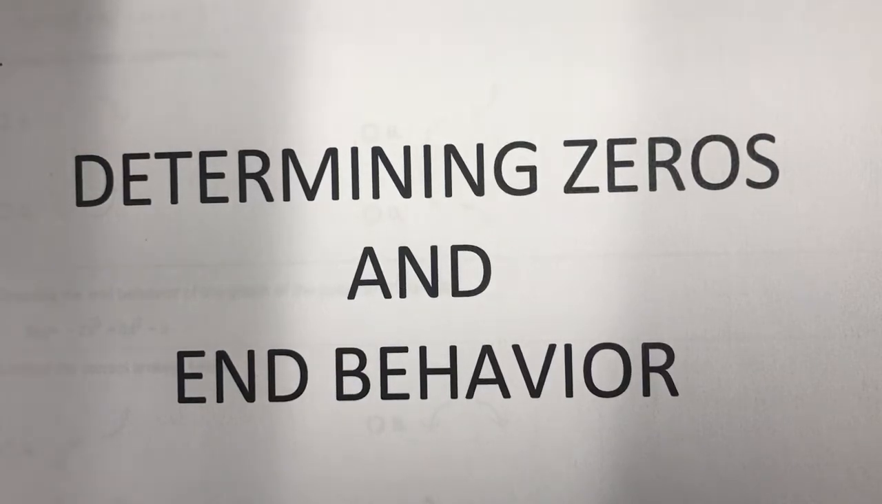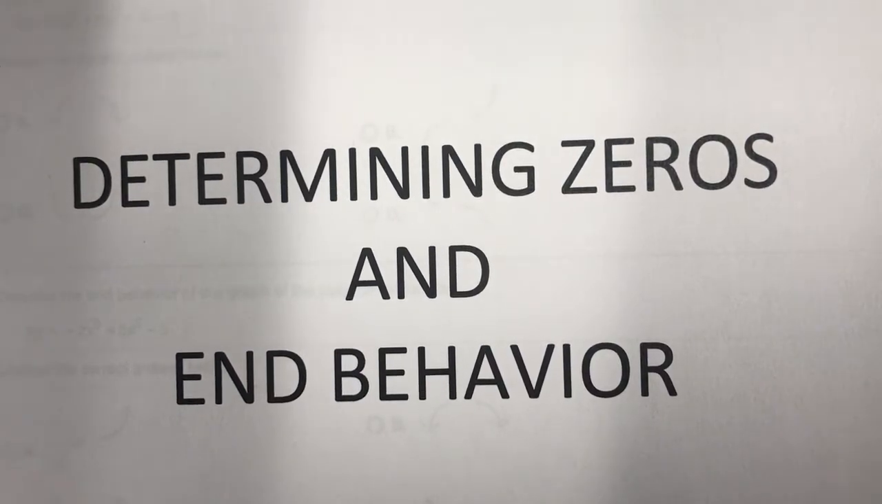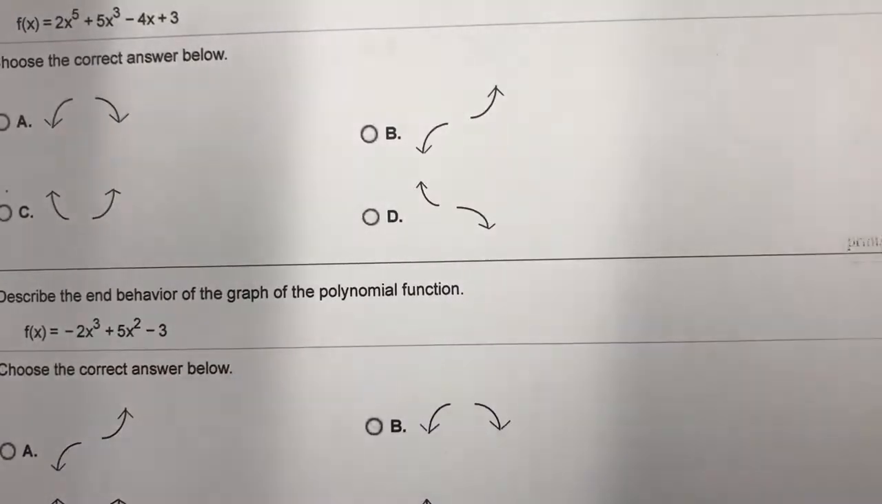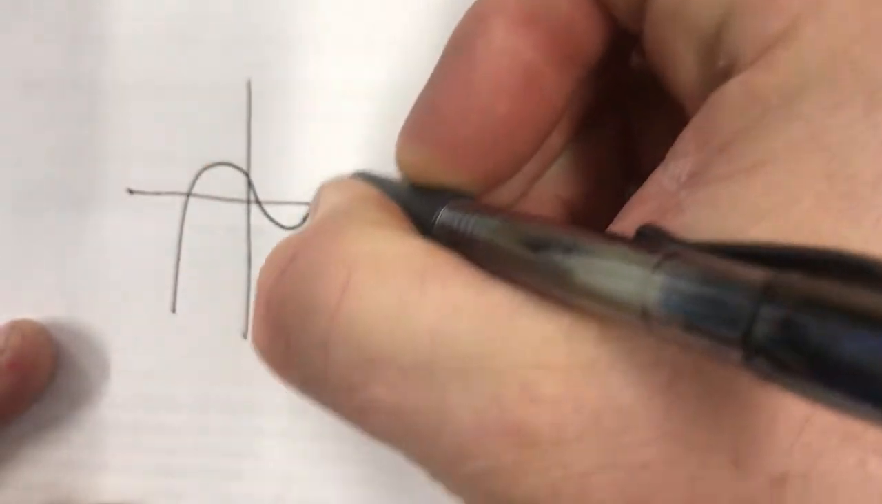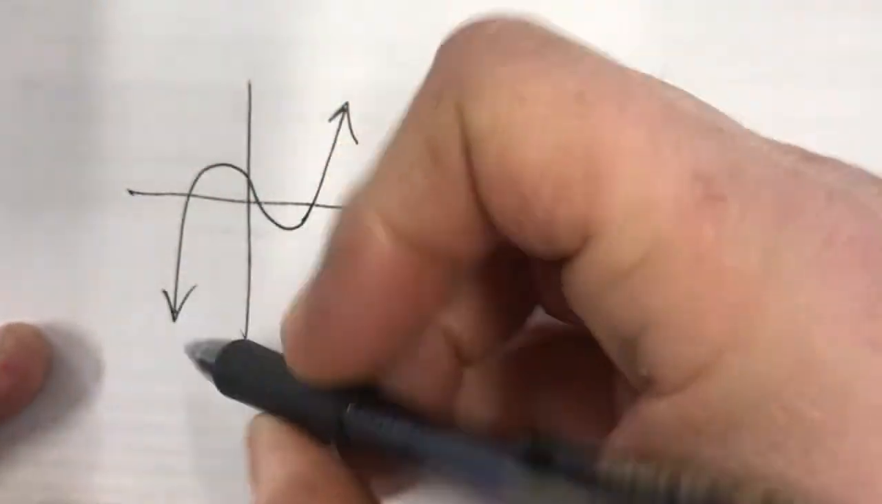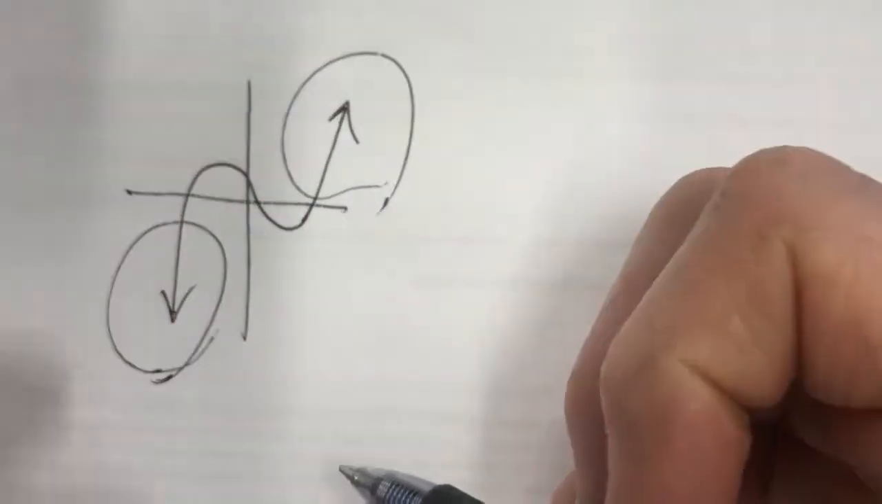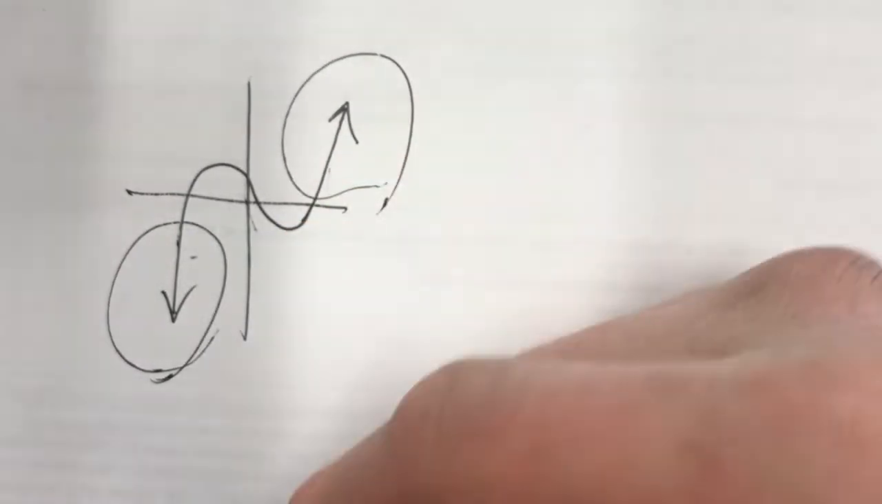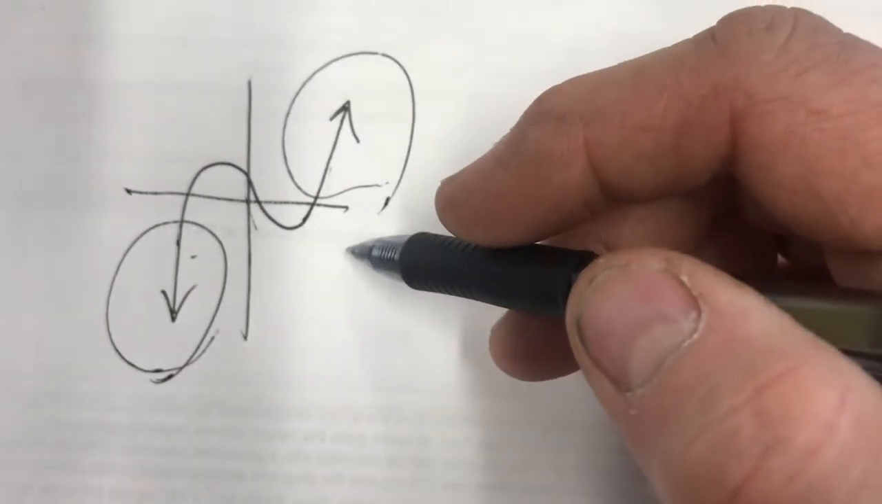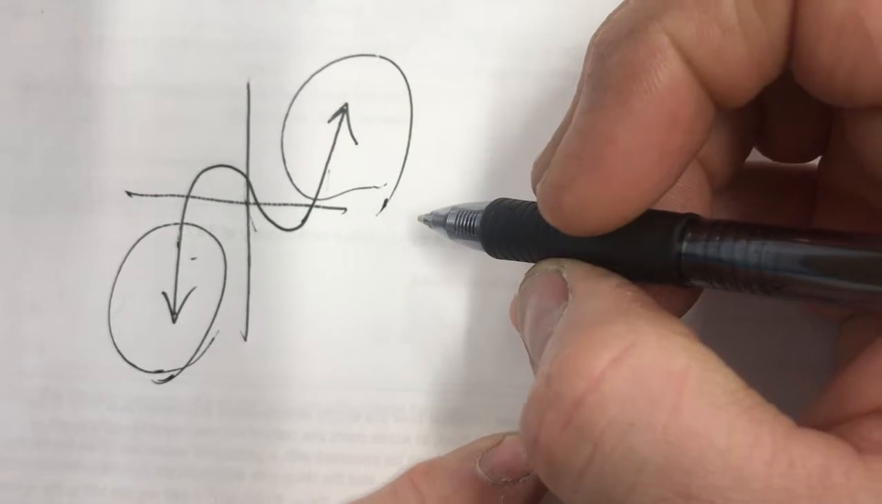All right, determining zeros and end behavior. What is this? Well, end behavior is when you have a graph of a polynomial, and say it does this right here. The end behavior is what the two ends end up doing, because this thing's going to curve up and down, but eventually it's going to just play out where it just goes on forever, up or down, like these two do.